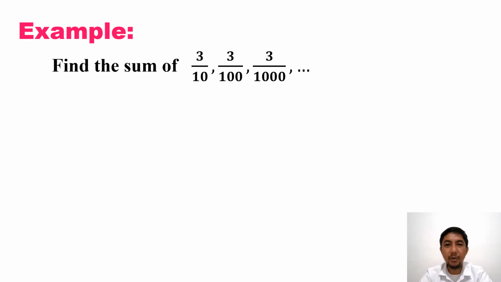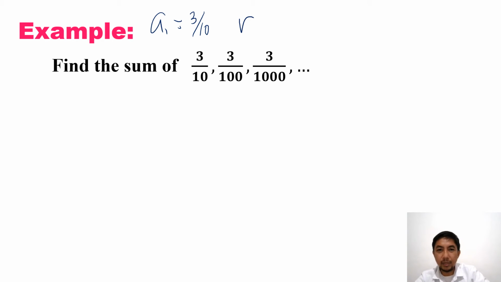Okay, so first example for the sum of the infinite geometric sequence. We have to find the sum of 3 over 10, 3 over 100, 3 over 1000, and so on. This is an example of an infinite geometric sequence because it has no end or no last term. So the first term here is 3 over 10. But we have no number of terms, kasi nga wala tayong last term, infinite siya. So kukunin natin yung common ratio.